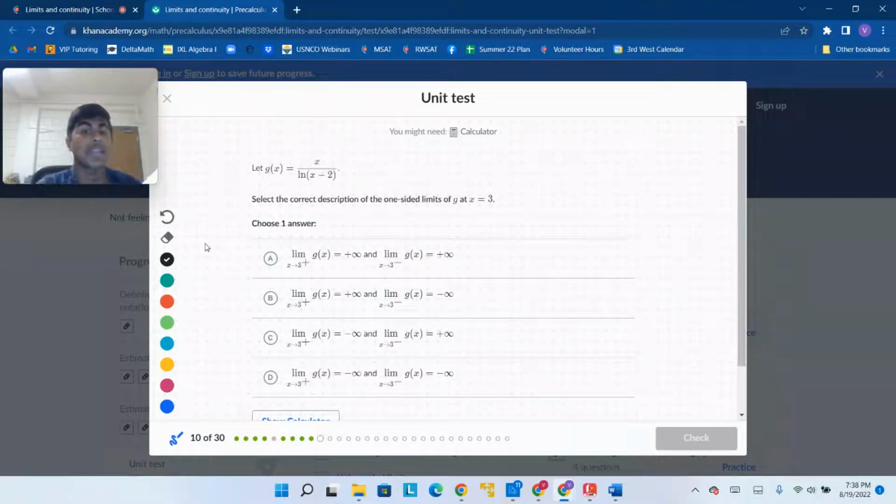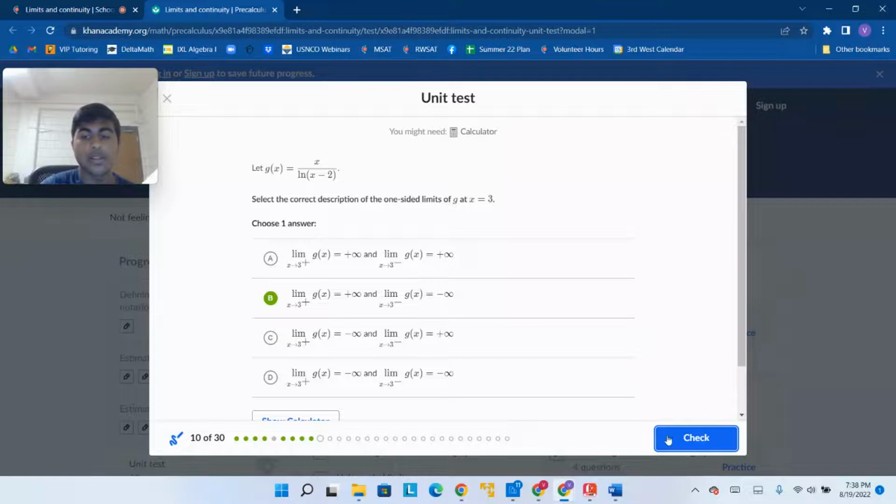If you're approaching from the negative side, that's going to be 3 over ln of something less than 1. So it's going to be really tiny, but it's also going to be negative. So it's going to be 3 over something tiny that's negative. So that's going to be negative infinity. So our answer is B. And we can move on to the next question.